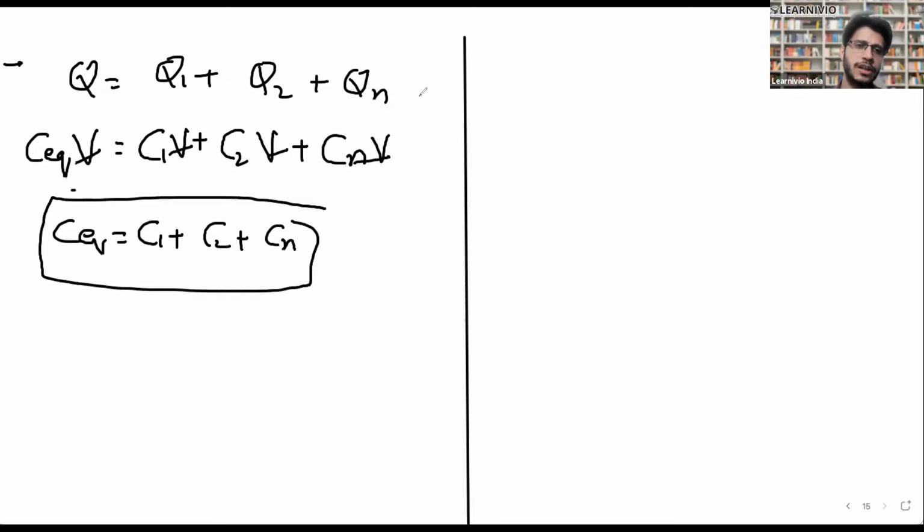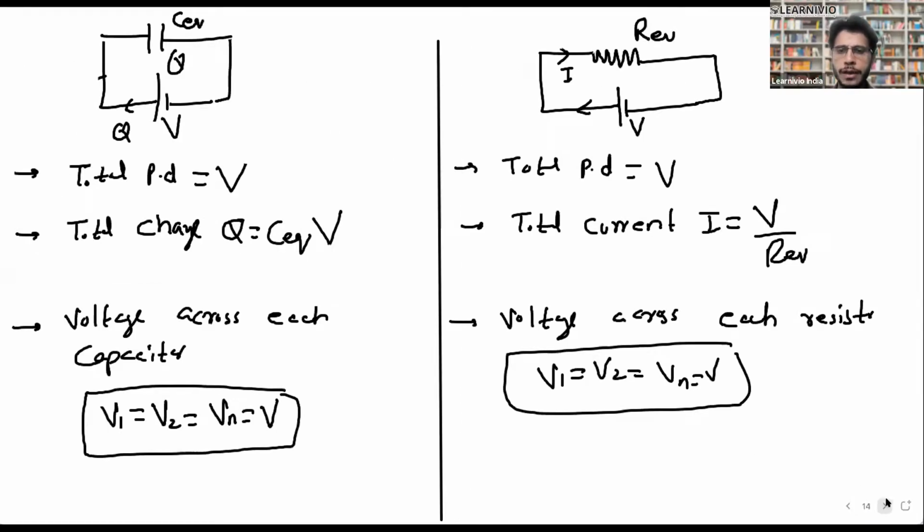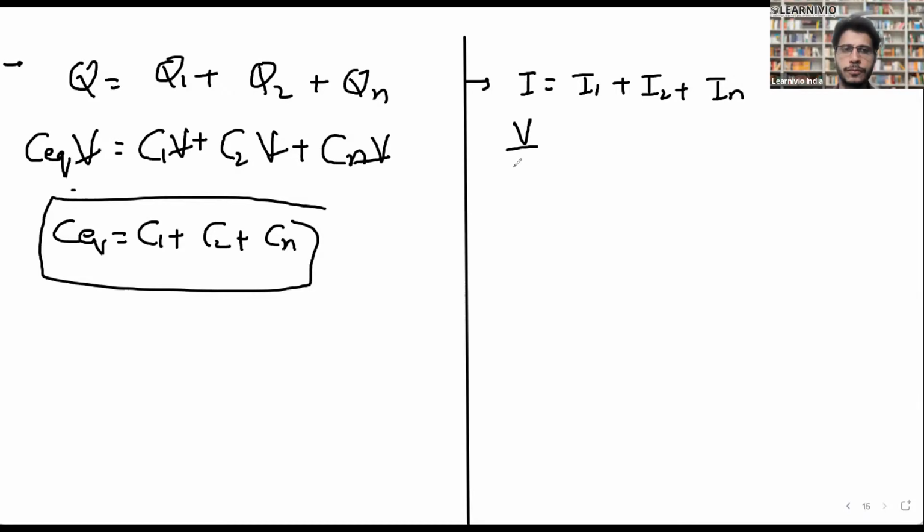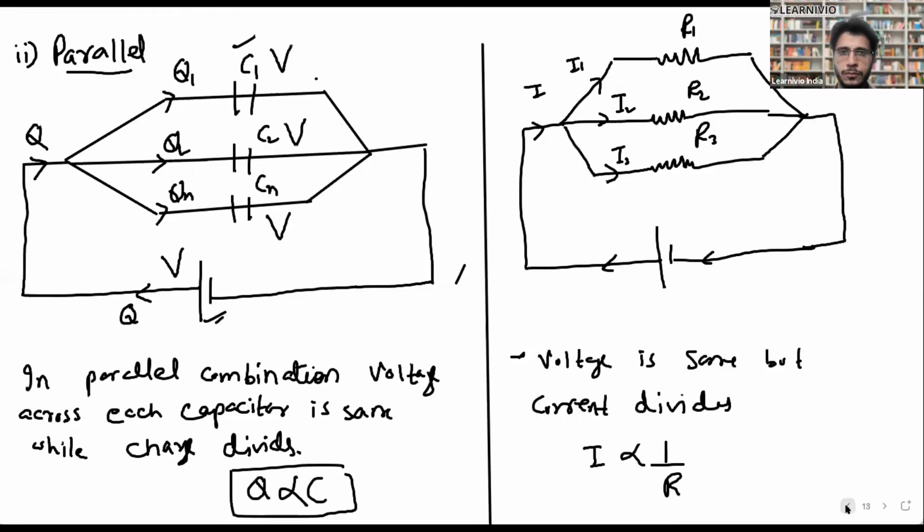Now, can you guess in the circuit of resistor, instead of charge, which quantity we will use? Correct, current we will use. The current will divide into n parts: I1, I2, In. What is the formula of total current? This is total current, V by R equivalent. What is I1? Not R equivalent, R equivalent is total current. I'm asking I1. This is V by R1. Similarly, I2 is V by R2, I3 is V by R3.